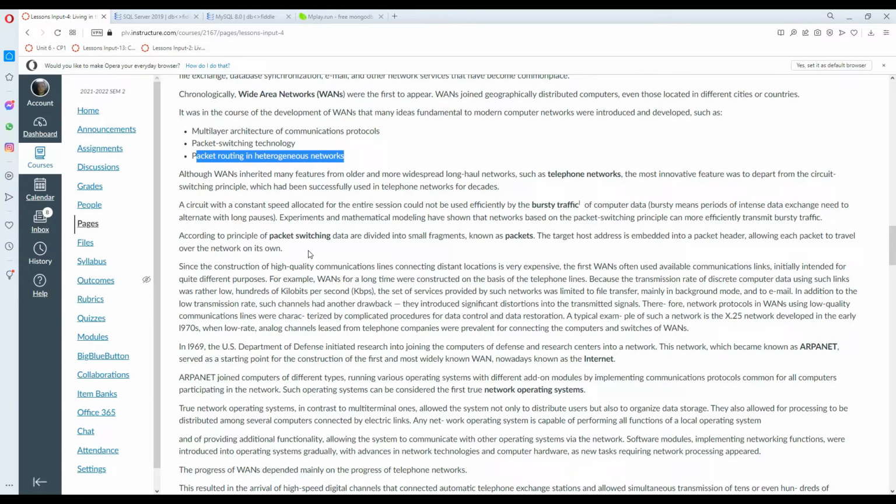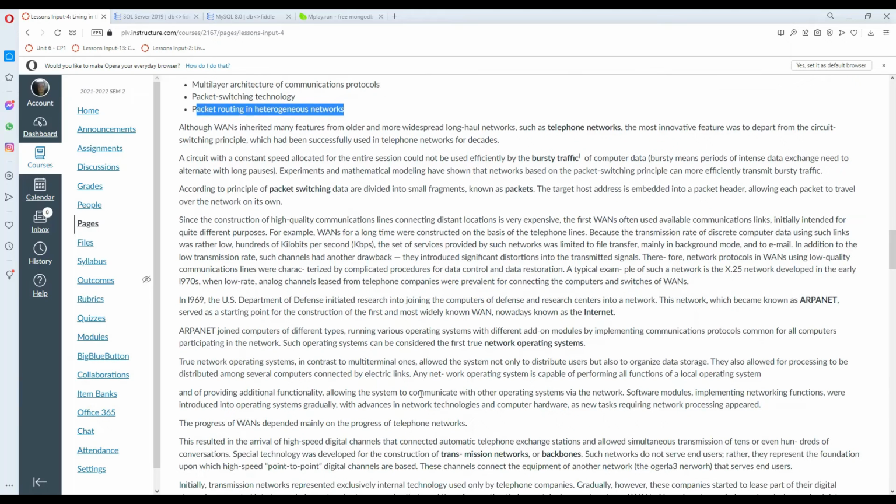According to the principle of packet switching, data are divided into small fragments known as packets. The target host address is embedded into a packet header, allowing each packet to travel over the network on its own. Since the construction of high-quality communication lines connecting distant locations is very expensive, the first WANs often used available communication links, initially intended for quite different purposes. For example, WANs for a long time were constructed on the basis of telephone lines.